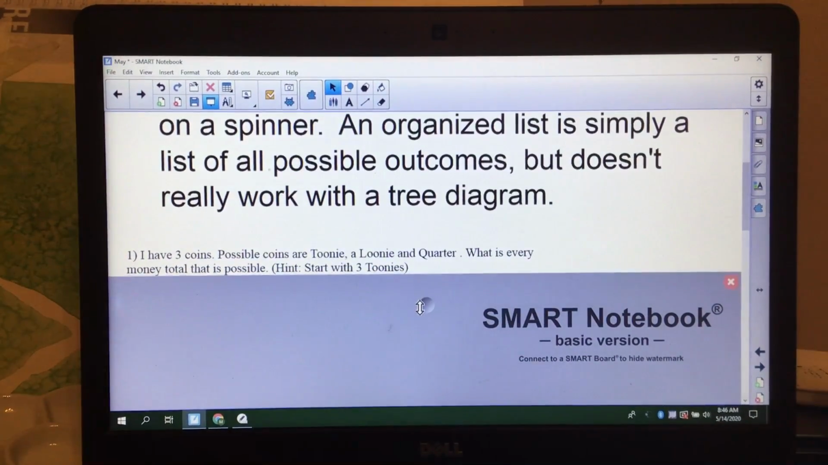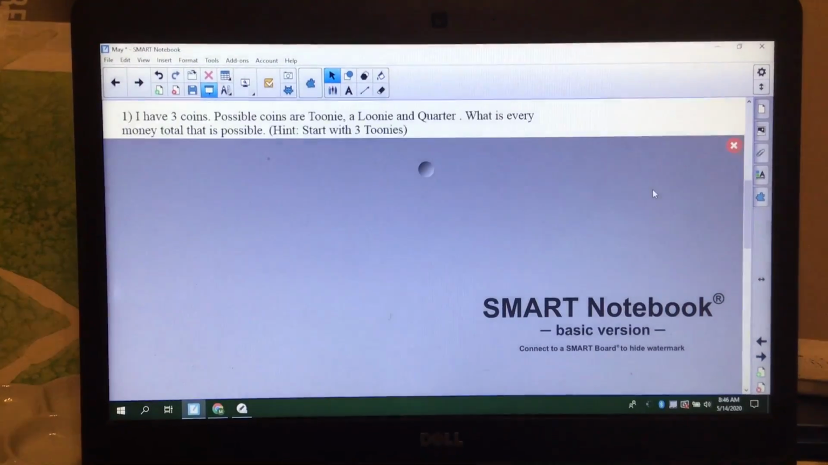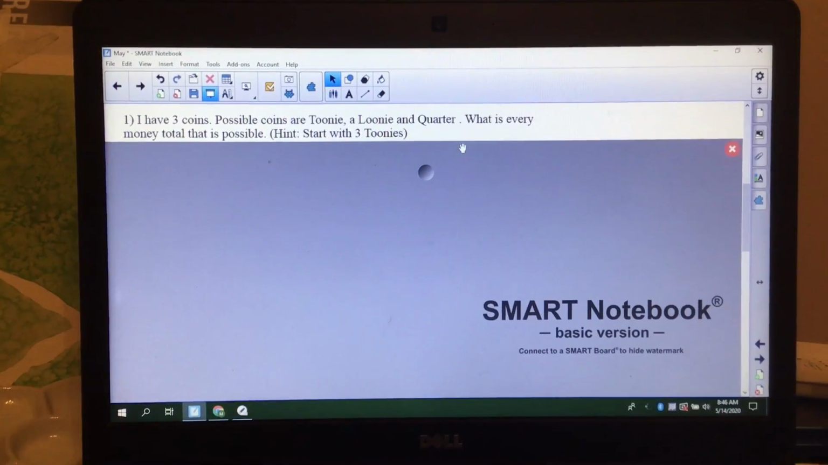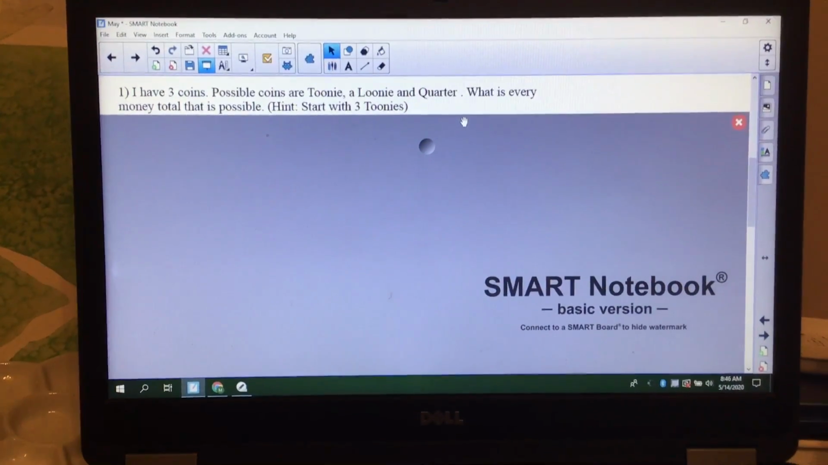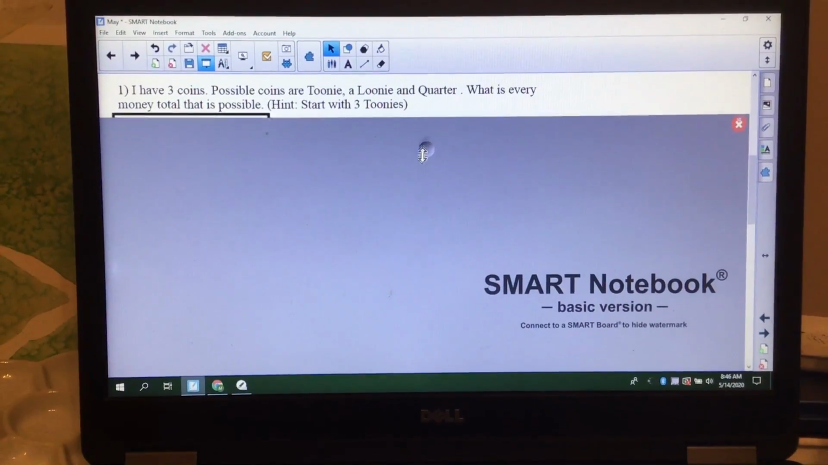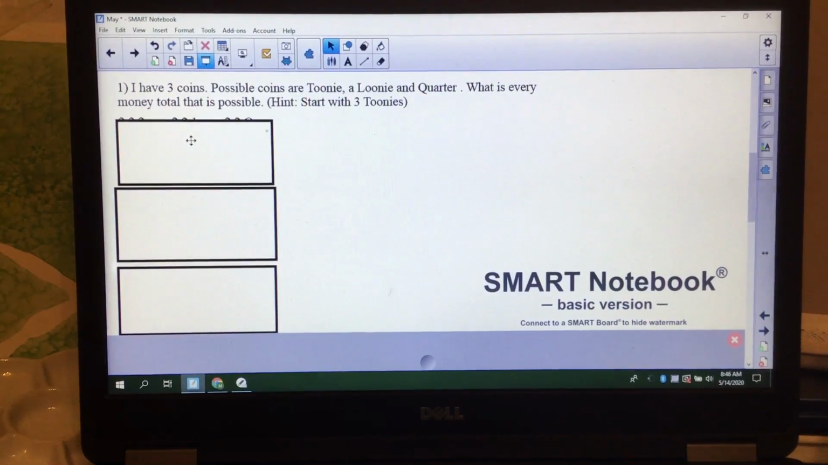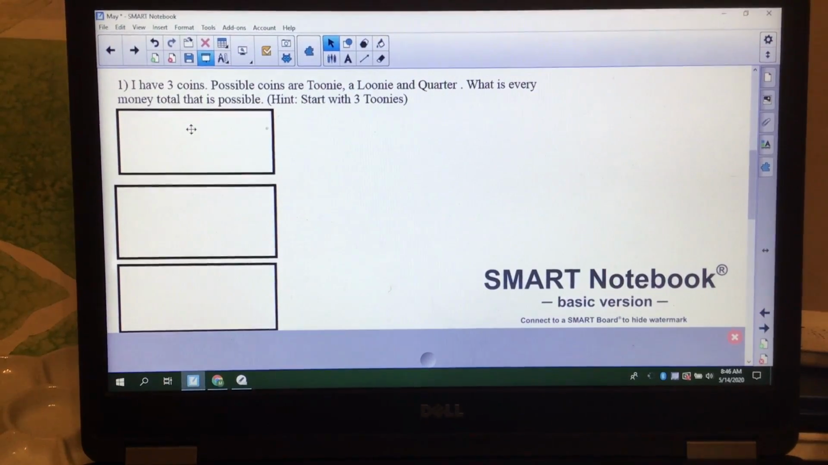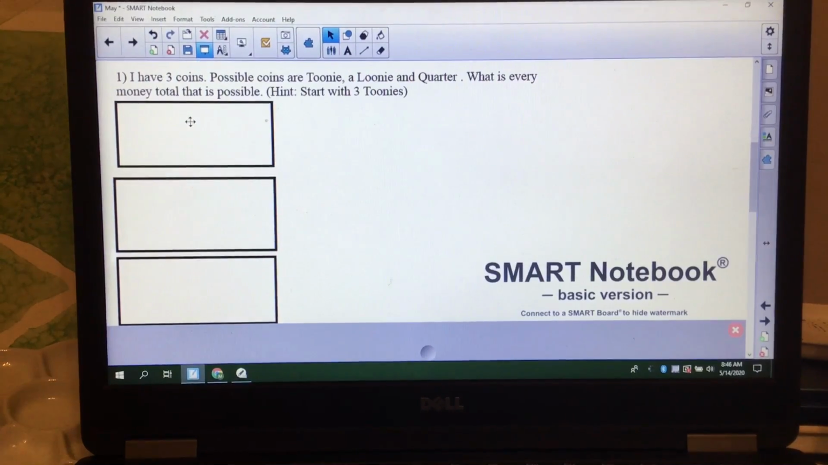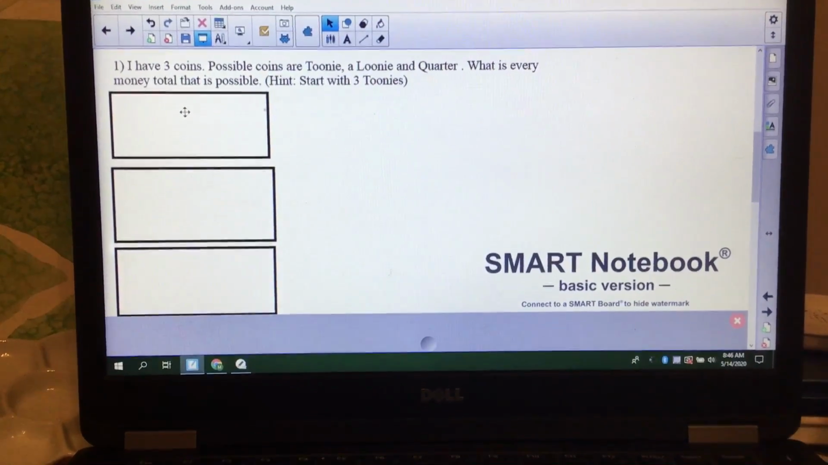So let's go over the work that I assigned yesterday. I have 3 coins. Possible coins are a toonie, a loonie, and a quarter. What is every money total possible? Hint, start with 3 toonies. Okay. So, my advice was start with 3 toonies because that's the highest number possible. So take a look.